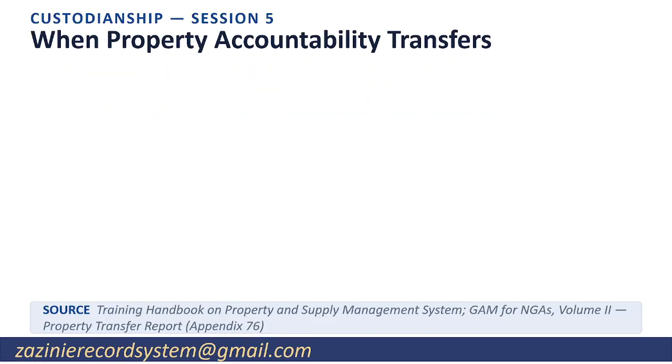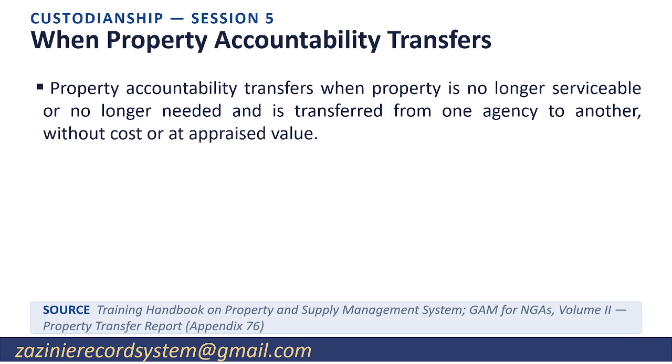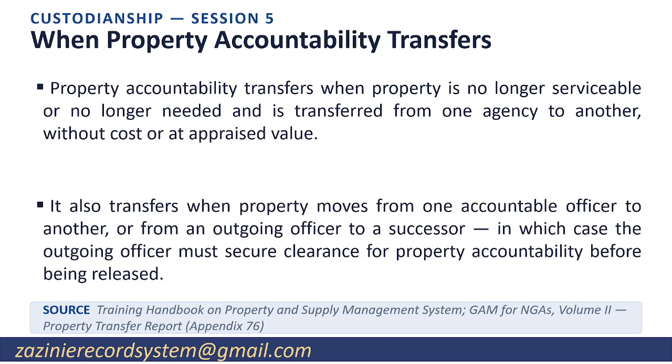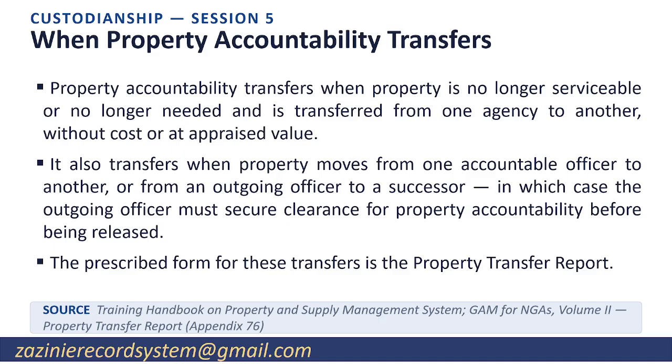When property accountability transfers. Property accountability transfers when property is no longer serviceable or no longer needed and is transferred from one agency to another, without cost or at appraised value. It also transfers when property moves from one accountable officer to another, or from an outgoing officer to a successor, in which case the outgoing officer must secure clearance for property accountability before being released. The prescribed form for these transfers is the Property Transfer Report.